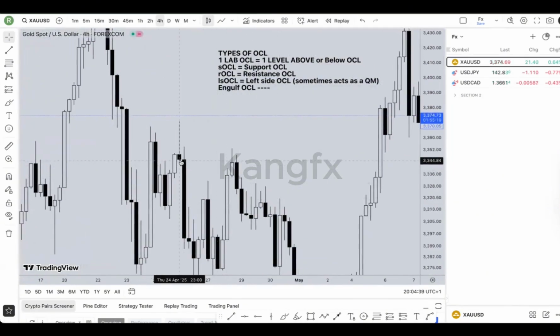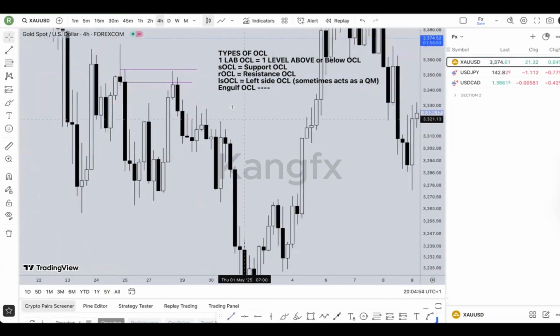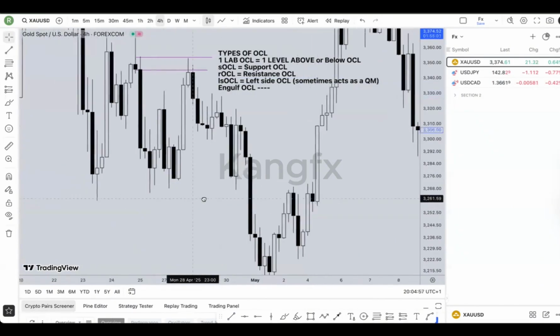This is a resistance OCL. You see, the one the market used when the market came back here was this resistance OCL. Let's look at it. Let's see if it was the one. Yeah, it was the one. See, it did not go above here. So this was the resistance OCL the market used. So you're going to learn how to use that also.